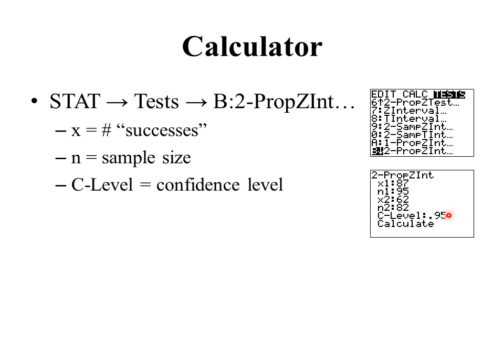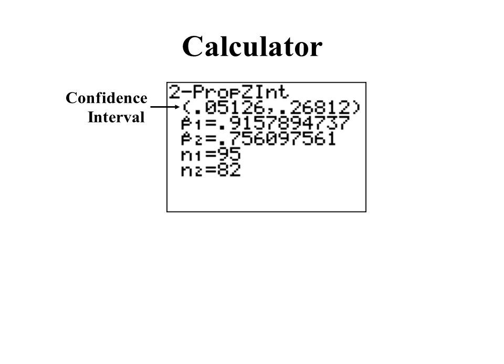And then C level is the confidence level in decimal form. We use 95% confidence level, so C level is 0.95. Select Calculate and press Enter, and you should get a window that looks like this. As always, the first row just reminds us what type of interval we calculated. The second row is our actual confidence interval. Here's our lower limit, here's our upper limit.